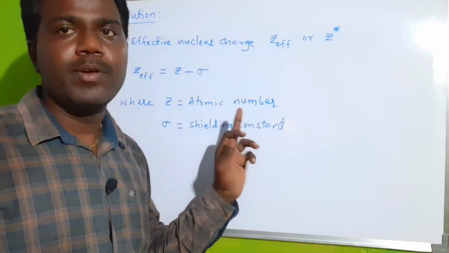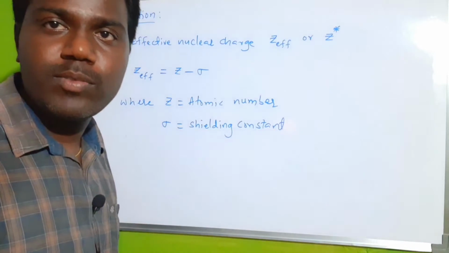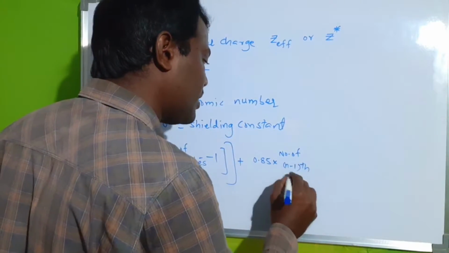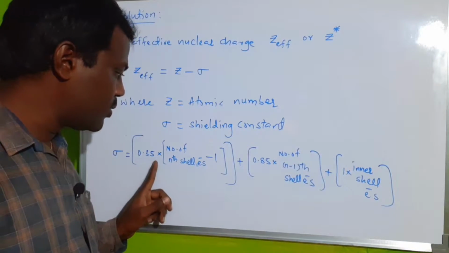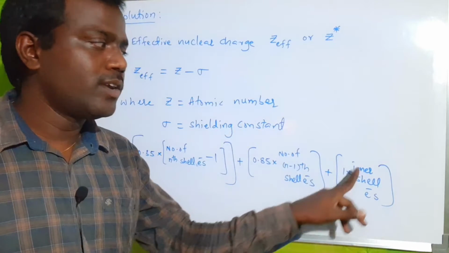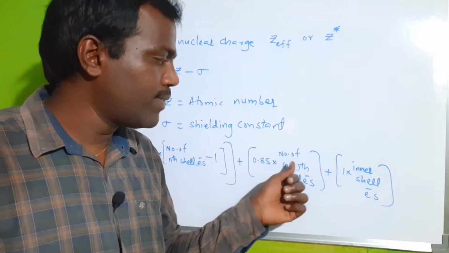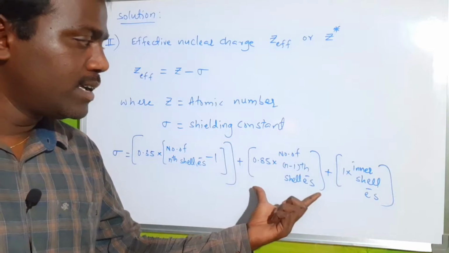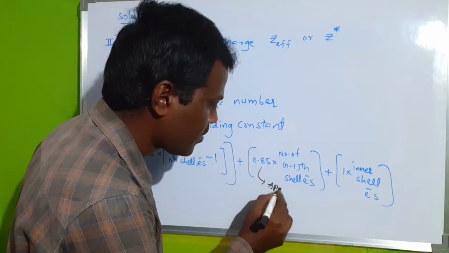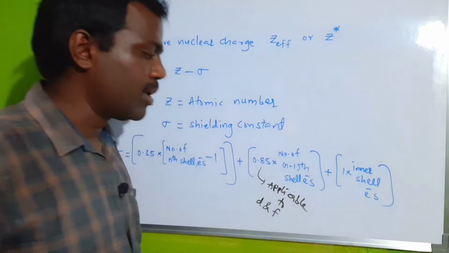We know the atomic number of chromium and manganese. We need to calculate the sigma value for chromium and manganese. But how to calculate the sigma value? Sigma can be calculated by using one formula: sigma is equal to 0.35 into the number of n shell electrons minus 1, plus 0.85 into the number of n minus 1 shell electrons, plus 1 into inner shell electrons. Here you have to remember that the second term, 0.85 into the number of electrons in the n minus 1 shell, is applicable only for d and f orbitals.